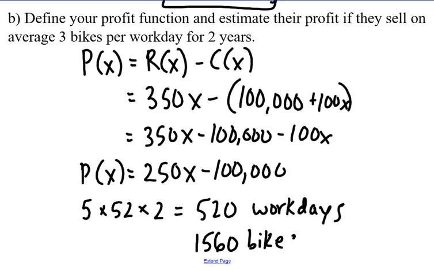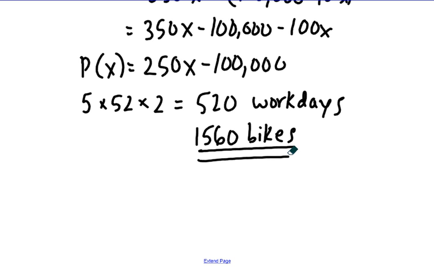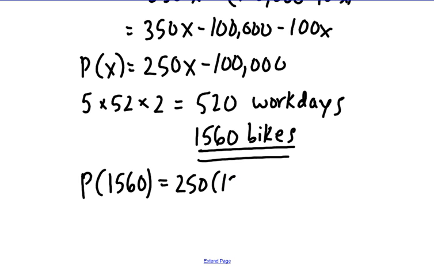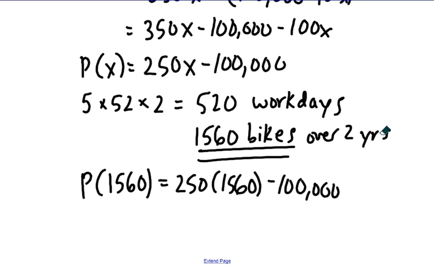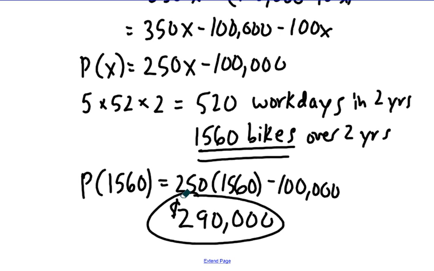It's a little bit of an overestimate, so maybe they would round down to, I don't know, maybe 1,250 or something to be conservative. So then if we put 1,560 bikes in there, 250 times 1,560 minus 100,000. Should write this as over 2 years. $250 times 1,560 minus the 100,000 would be $290,000 over 2 years, just for selling 3 bikes every workday.